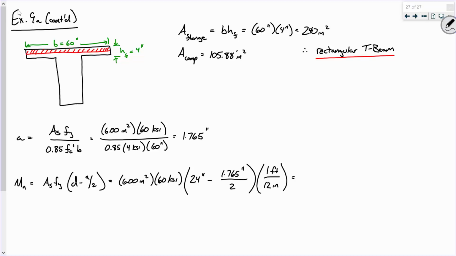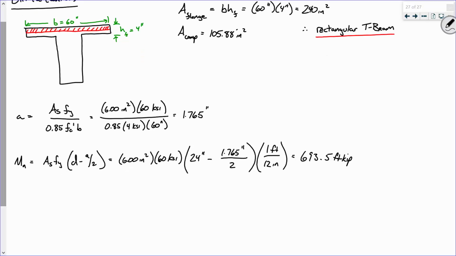That's where this is right here. I just tacked it on the end. We got an answer? 693.525. So we'll say 693.5. Do I have a second on that? There we go. Now, is that the design capacity? Exactly right. I did not do phi.